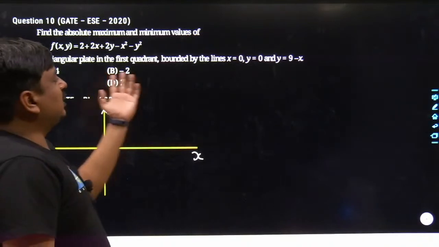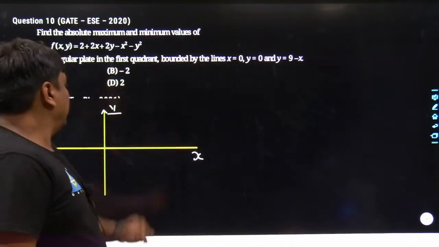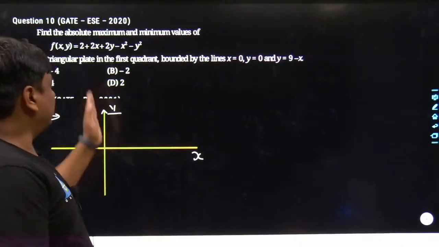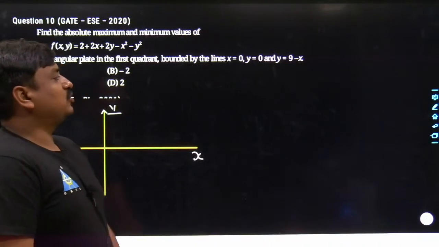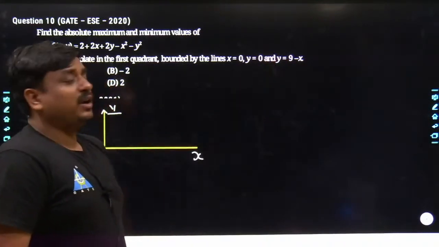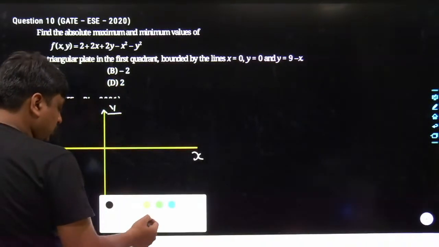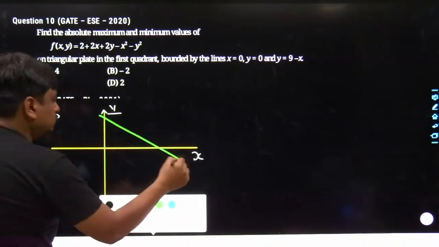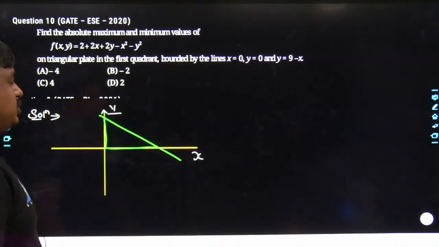Now it has been clearly given, you have got a bounded path which has been bounded by x is equal to 0. May I know what that means? That's the y axis itself. y is equal to 0, that's the x axis itself, and y is equal to 9 minus x. Obviously it is a straight line having a slope equal to minus 1, and it would be crossing the y axis at 9. So at the end of the day you must be able to know this is the bounded region which they have been talking about.